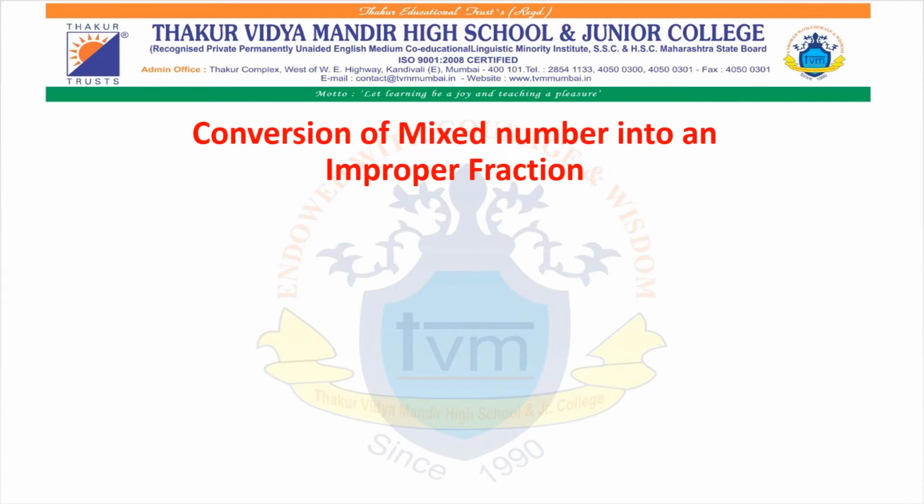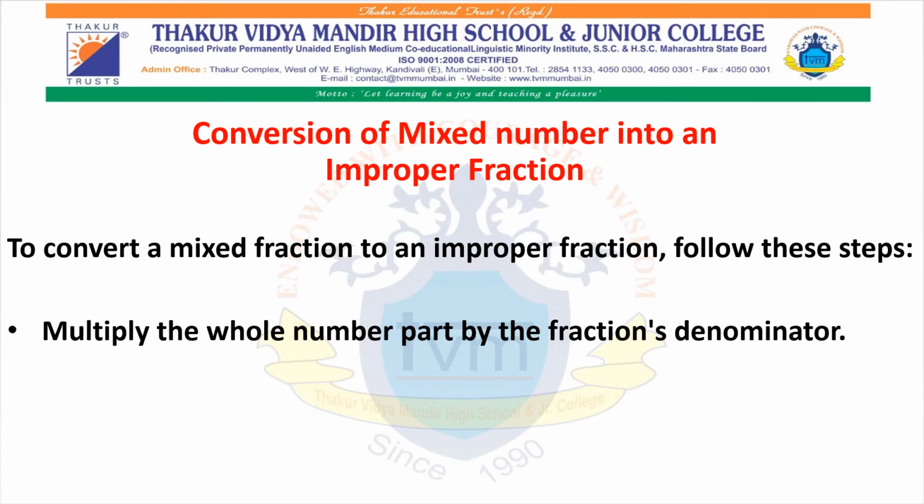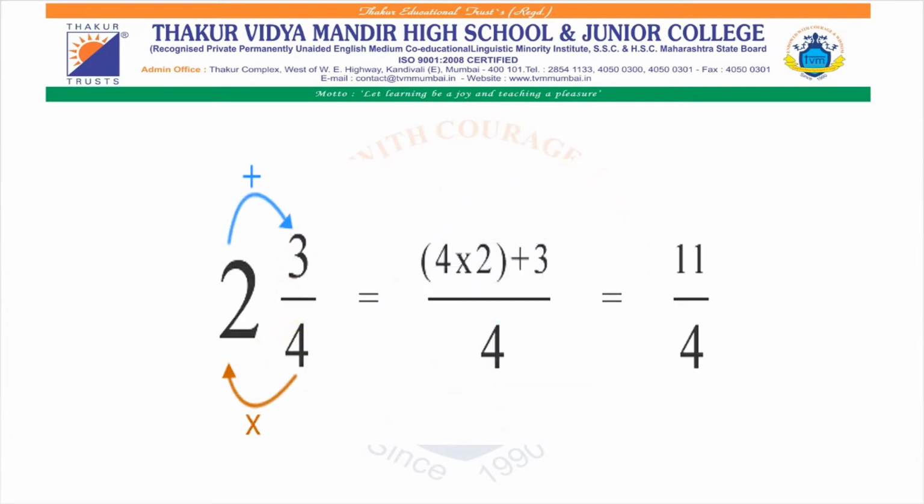Now next is conversion of a mixed number into an improper fraction. To convert a mixed fraction to an improper fraction, follow these steps. First step is multiply the whole number part by the fraction's denominator. Second, add that to the numerator. Then write the result on top of the denominator. See, I'll show you with an example. Here, 2 is an integer, 3 upon 4 is a proper fraction.